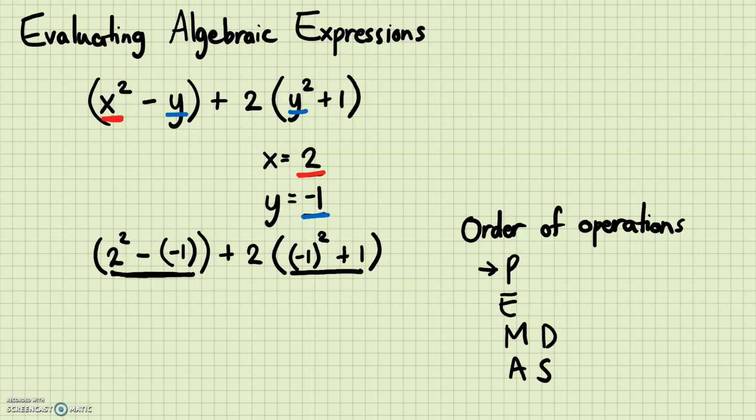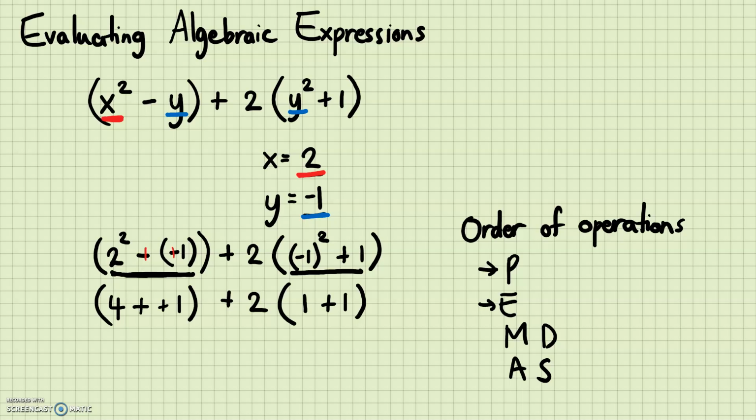If you look at the order of operations, we need to do the exponents first. So let's do the 2 squared first. 2 squared is equal to 4. And minus a -1 is the same as plus a +1. We can change both of these signs to a plus. So we have 4 plus 1 here, plus 2 times, we have -1 squared, which is just 1, plus 1.